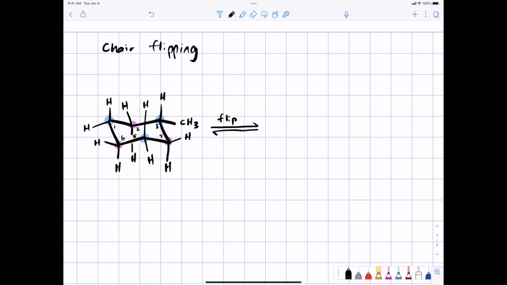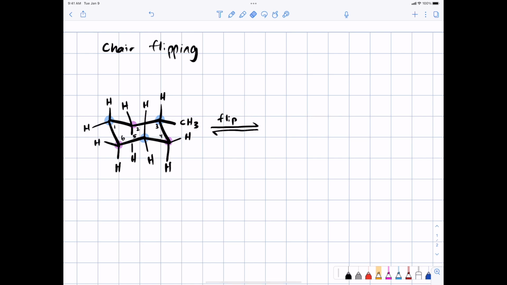So your text will sometimes show chair flipping by drawing the chair in a slightly different orientation. That doesn't actually necessarily represent a flipped chair. It's like looking at a chair from this side versus that side. Okay? So it's not wrong to draw it that way, but I've found people get confused.